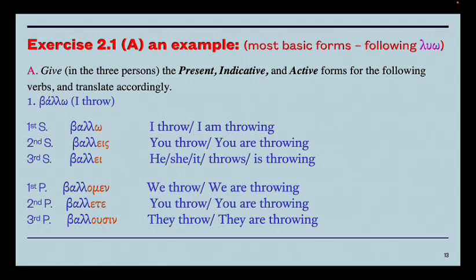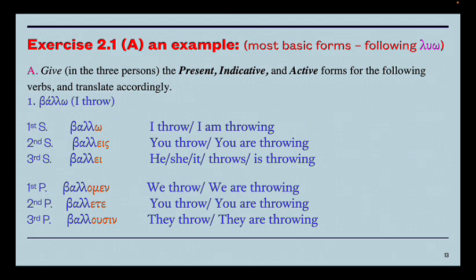Exercise 2.1 A. An example. So we begin with the example of the most basic forms of the Greek verb. A good example is luo. Luo is the regular verb, it has no contraction. It's not irregular like the other verbs that we are going to look at. So let's begin with this one.